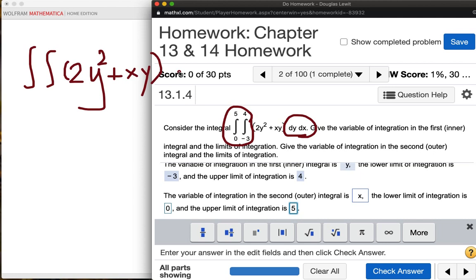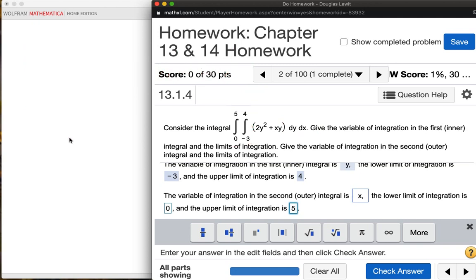I'm going to reverse the dy and dx. We'll have dx and dy. But if I reverse dy dx and write down dx dy, these limits must also be reversed: 0, 5, -3, and 4. Okay? Because otherwise I'm going to have a different answer because it's a different multiple integral. And that should be correct.